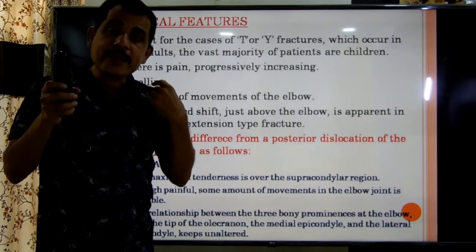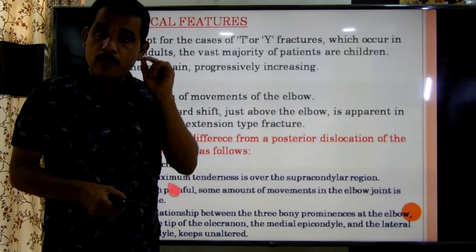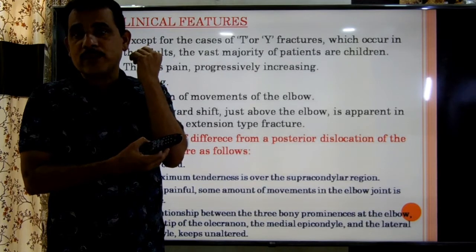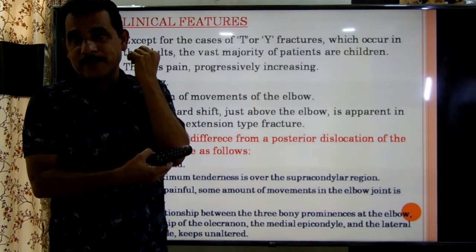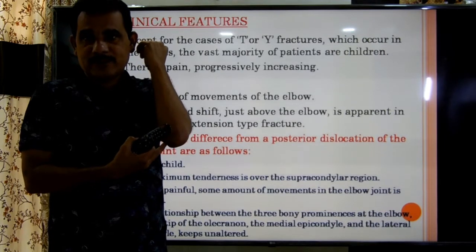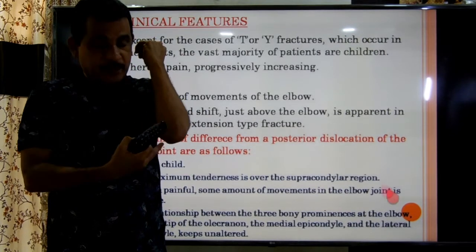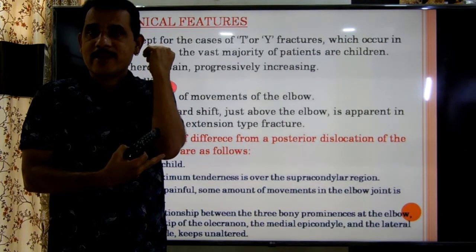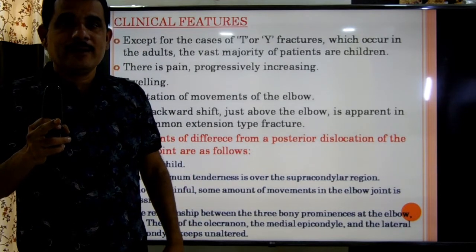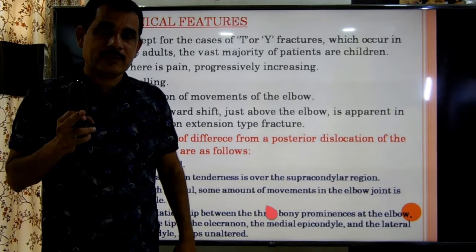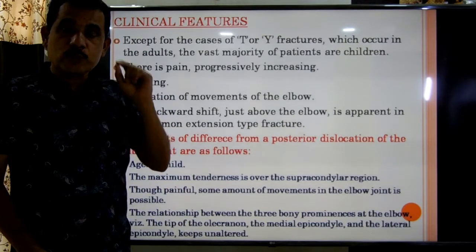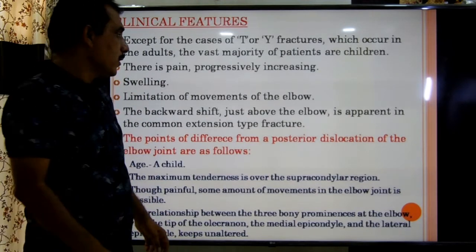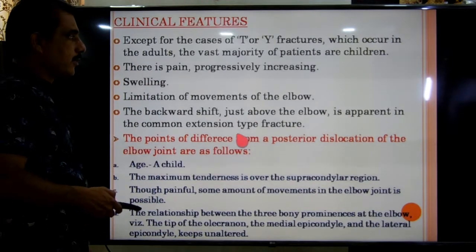Do you understand? But in the case of posterior dislocation of the elbow, what happens? The lower articular bones, the radius and ulna, displace posteriorly. So this relation gets altered. These two points will remain in the same line, and this one goes upward. So this relation will be altered. Do you understand? This is a very characteristic diagnostic point to differentiate supracondylar fracture from posterior dislocation of the elbow. So these are the clinical features and the differentiating points.